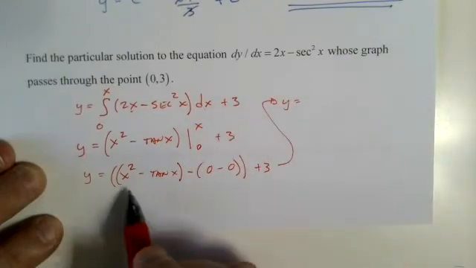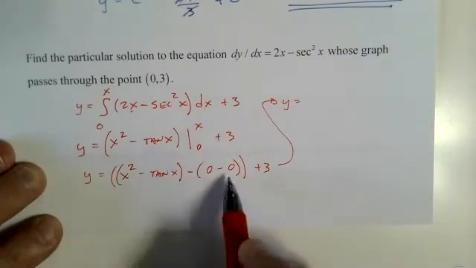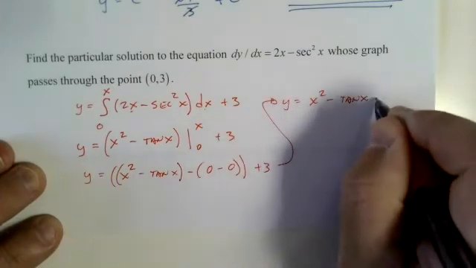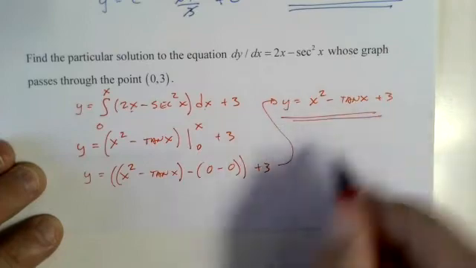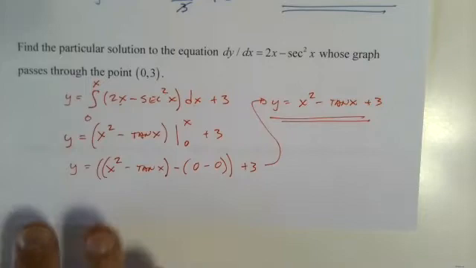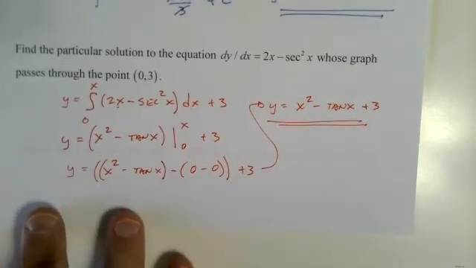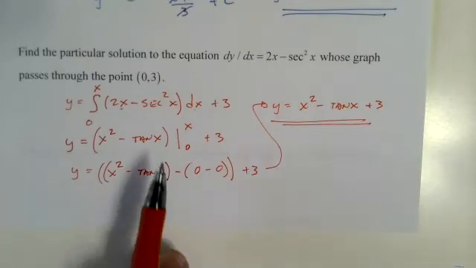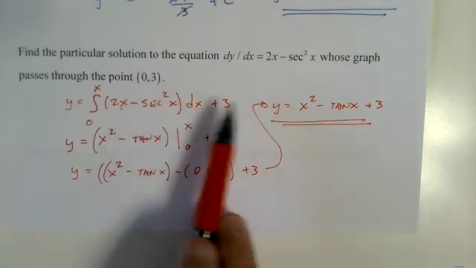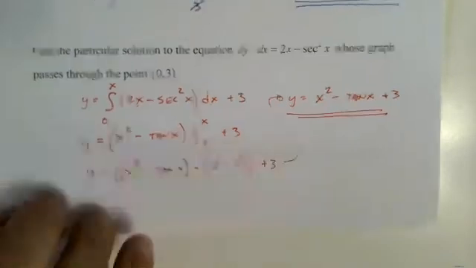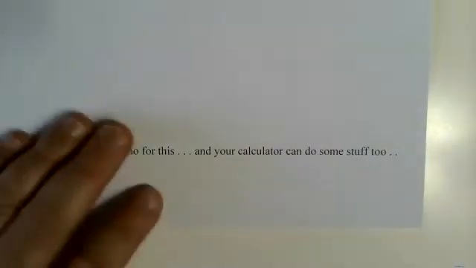Y equals, that's going to be x squared minus tangent of x minus 0 plus 3. X squared minus tangent of x plus 3. Now, technically, I have to say it's from negative pi over 2 to pi over 2 because it doesn't work everywhere. Doesn't matter. We're not getting into that. I hope that made some sense because off we go.